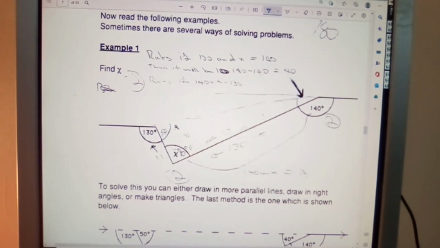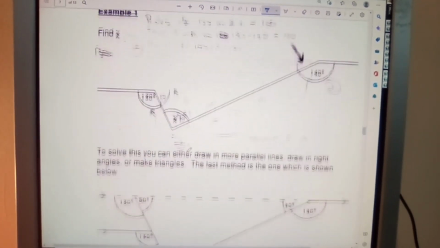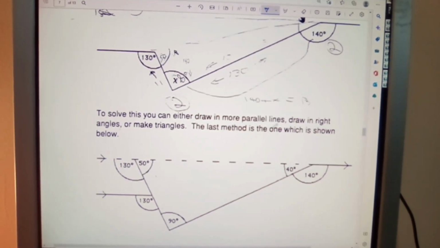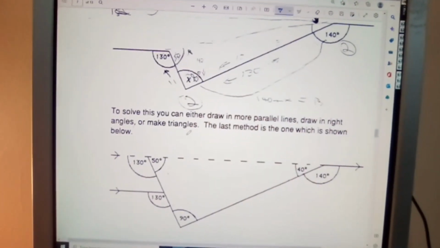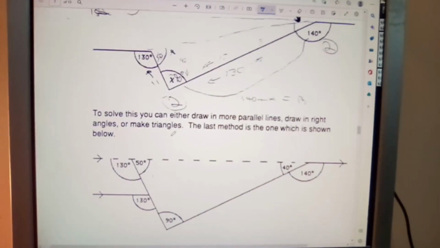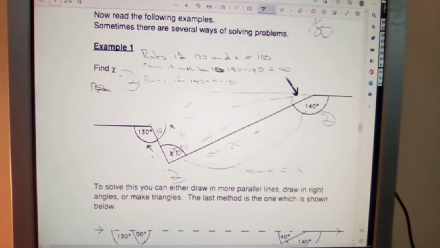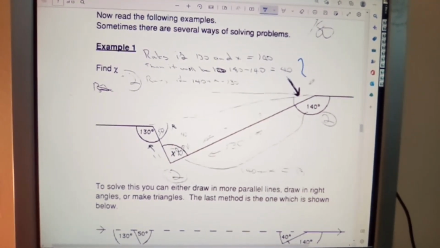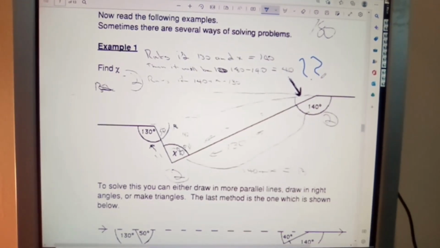To solve this, you can either draw in more parallel lines, draw in right angles, or make triangles. The last method is the one which is shown below. So what you're looking at here was just left for us to do ourselves, basically. You were left to do it yourselves, but the clarity of the work is here.